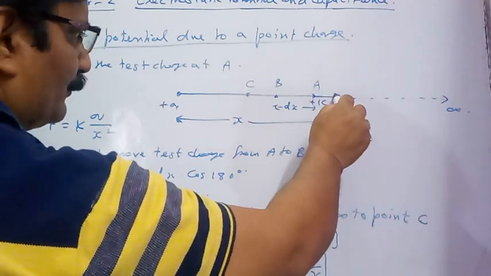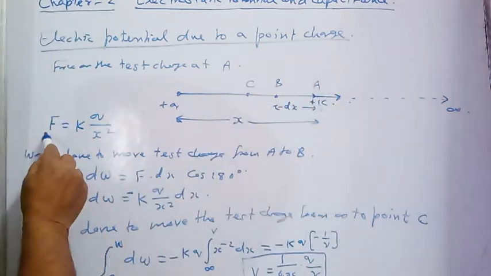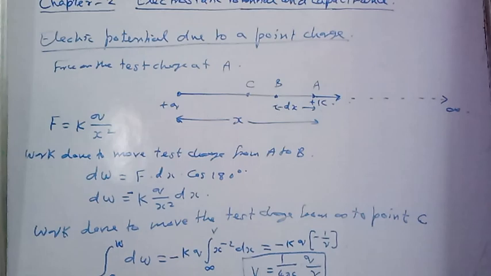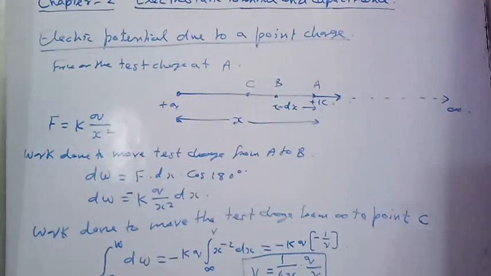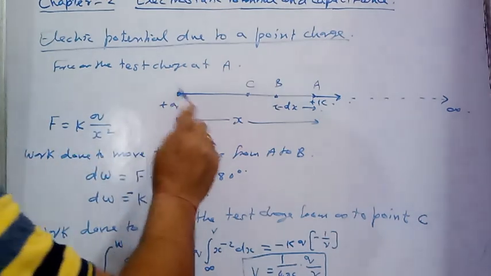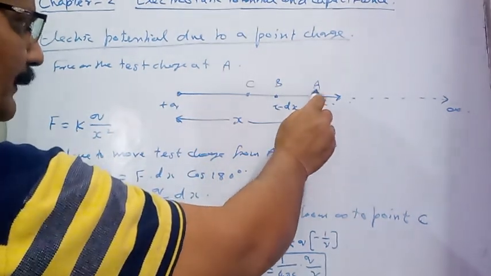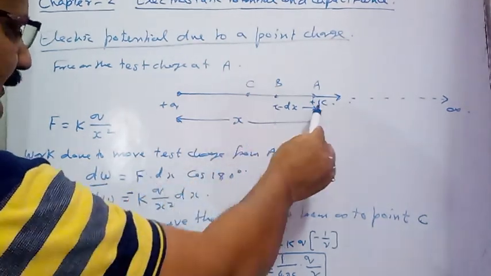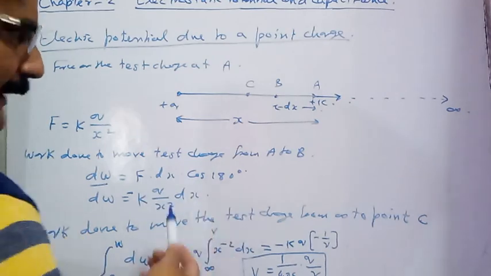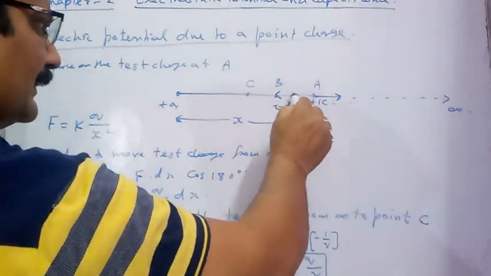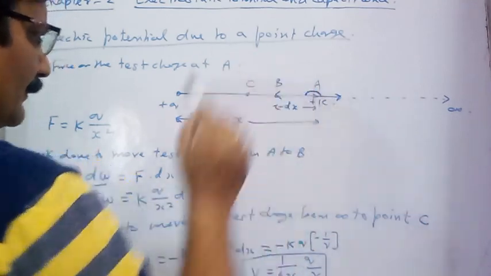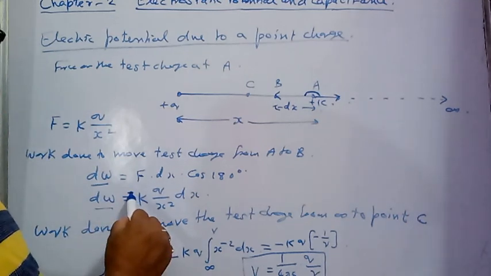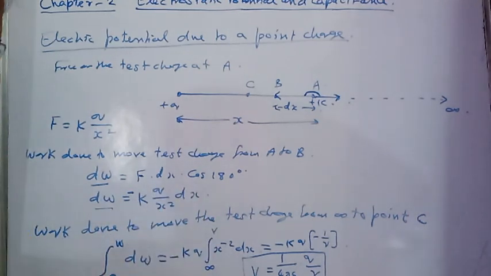It's going to be a repulsive force away from the source charge, and that is given as F is equal to kq by x square. The value of k is 1 by 4 pi epsilon naught if the medium present around the source charge is air. Now what can be the work done if this test charge is to be moved from point A to point B? That work done can be written as force experienced by the test charge multiplied by displacement dx cos 180 degree. Cos 180 degree, displacement is taking place opposite to direction of the force. So this would be the expression dW is equal to minus kq divided by x square dx.